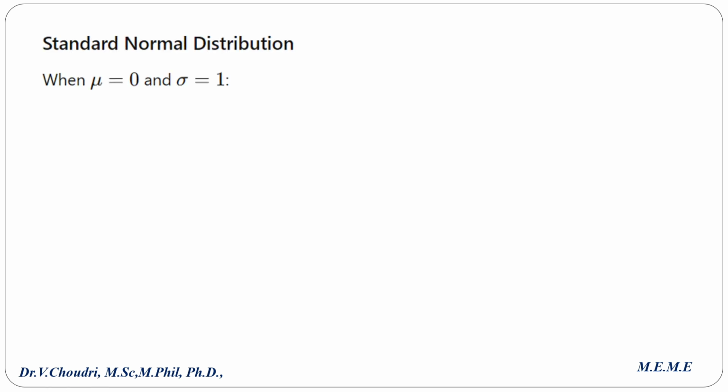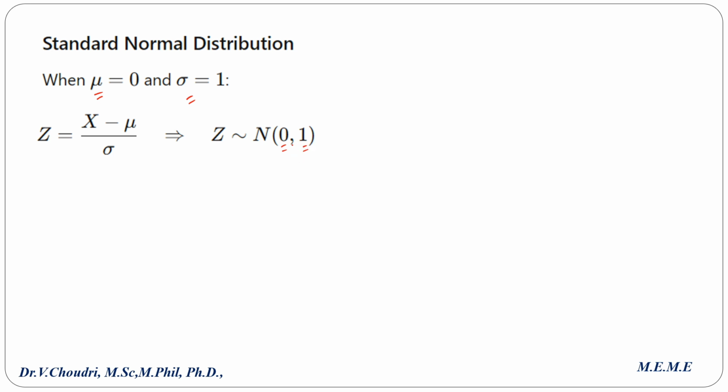From the exam point of view, when we are going to solve problems, we are not using this previous PDF, f(x) = 1/(sigma root 2 pi) e^(-(x - mu)^2 / (2 sigma^2)). To make the simplification, we substitute mu equal to 0 and sigma equal to 1. So we change x to a new variable z, where z = (x - mu)/sigma. This is called the standard normal variable. Now z follows the normal distribution with mean 0 and standard deviation 1.